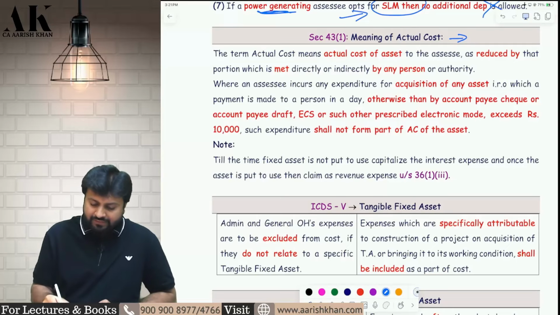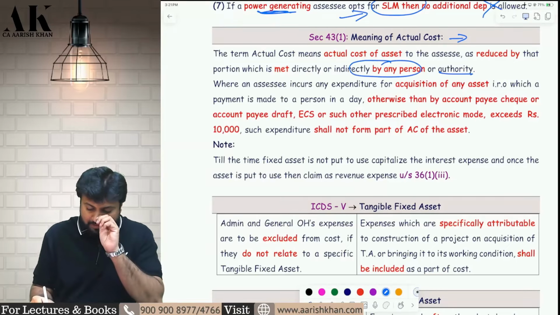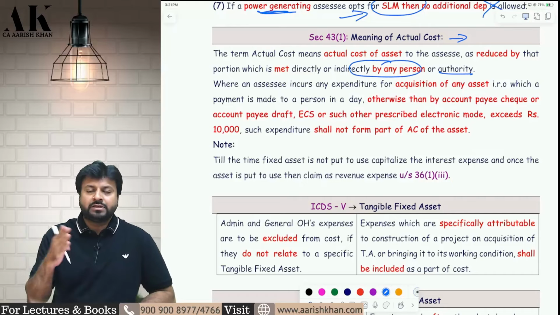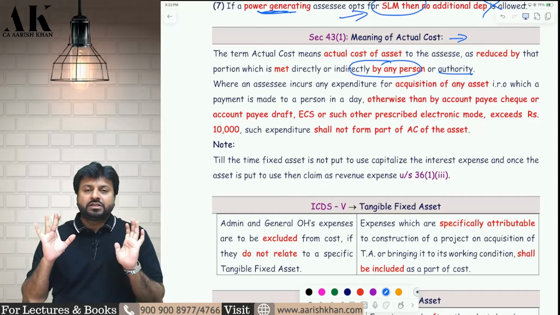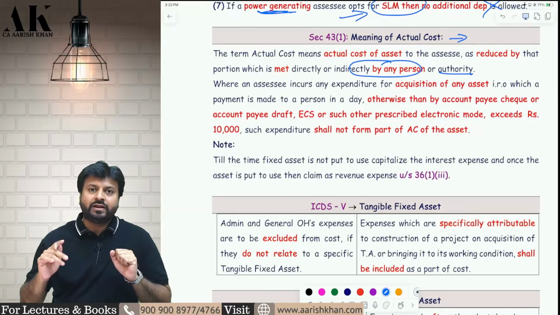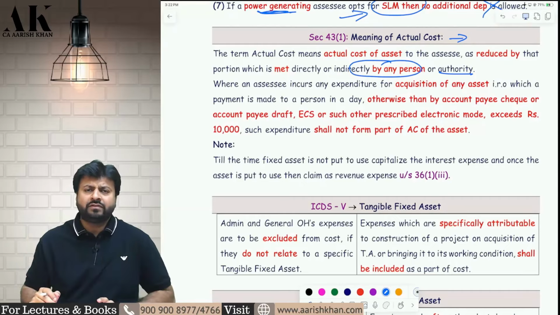Plus, if any portion is met by any person or authority, like somebody has given you some subsidy, grant, or reimbursement, say the government has given you a subsidy of 1 lakh rupees to purchase machinery of 10 lakh, then you can reduce that much from the actual cost. On that portion you cannot claim depreciation.